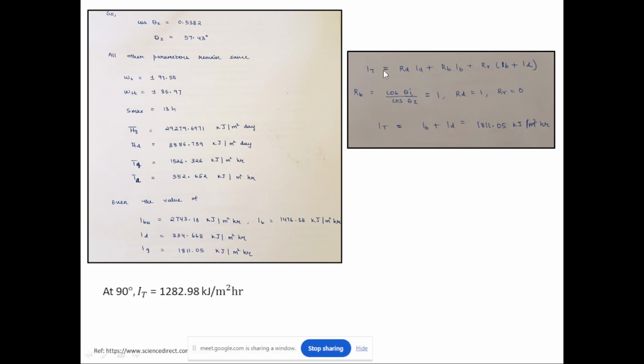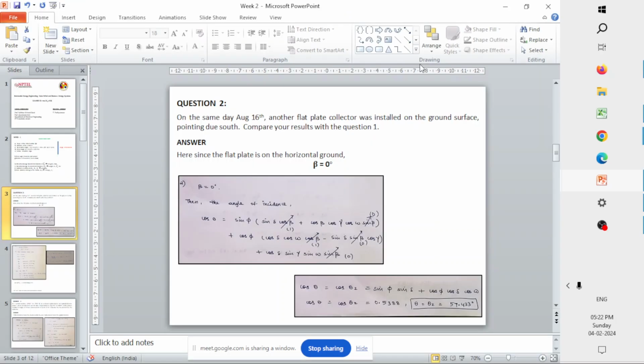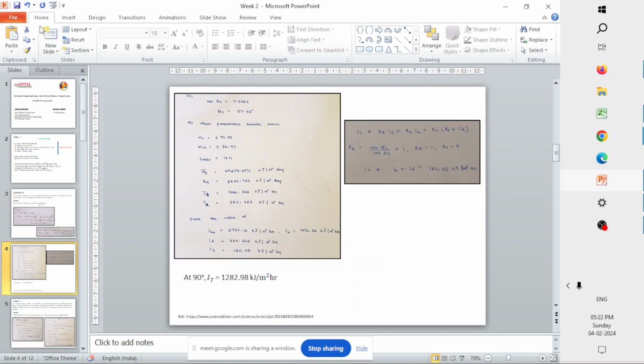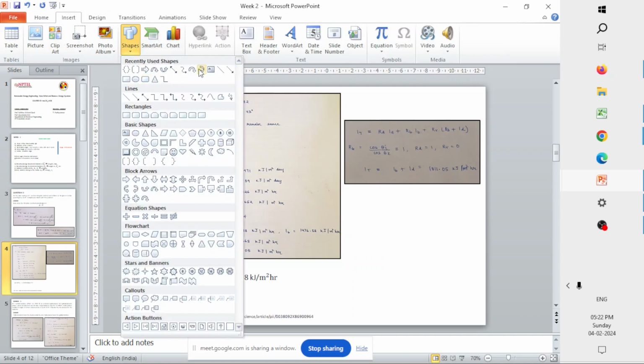If you remember the solar radiation that we spoke about, the solar radiation falling on the tilted surface can be expressed as a function of Rd Id plus Rb Ib plus Rr of Ib plus Id. Rd is, as I said, the conversion factor for diffusive radiation, Rb the conversion factor for beam radiation, and Rr is your conversion factor for reflective radiation. So Rb and Rd values, let me write here.